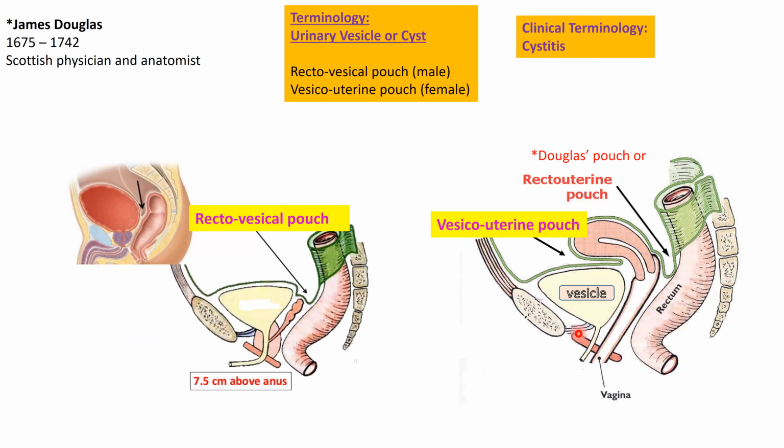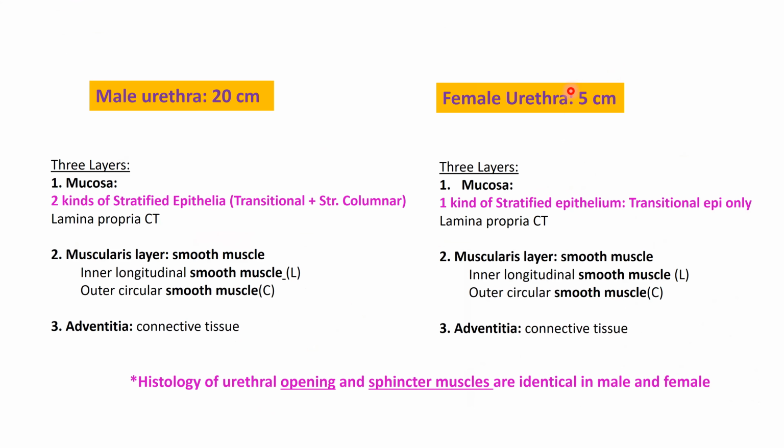Okay, this is just a terminology slide to remind you that one of the reasons it's really good for you to say urinary vesicle or cyst is because you're going to use it in the rectovesicular pouch in male, and you're going to use vesicouterine pouch in female. Okay? This is also called the Douglas pouch, named after a Scottish physician. And clinical terminology, cystitis, the name of the inflammation of the urinary cyst. Finally, guys, urethra.